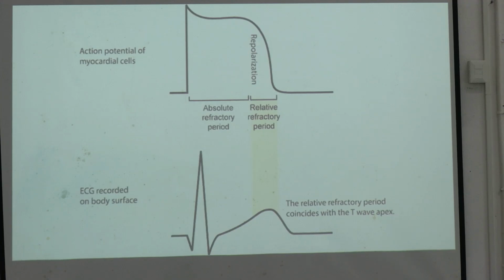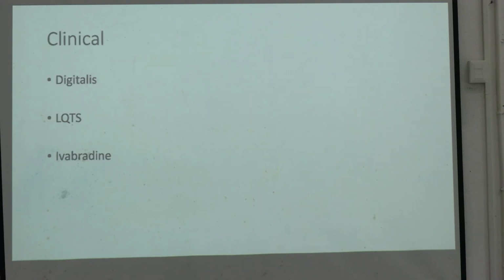Okay, so I have shown this: the superimposition of cardiac action potential and 12 lead ECG, right? Now, a few clinical parts. I have talked about everything on Ivabradine. Ivabradine is an If blocker, or funny current blocker. Another two things is Digitalis.